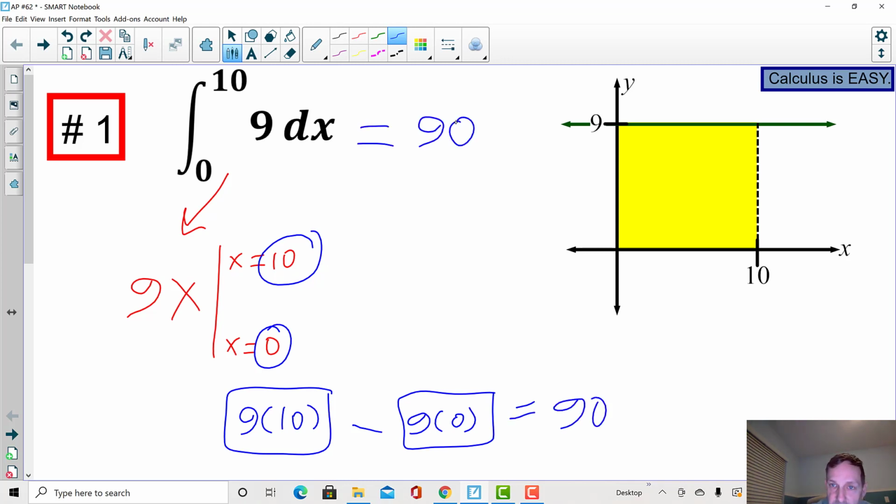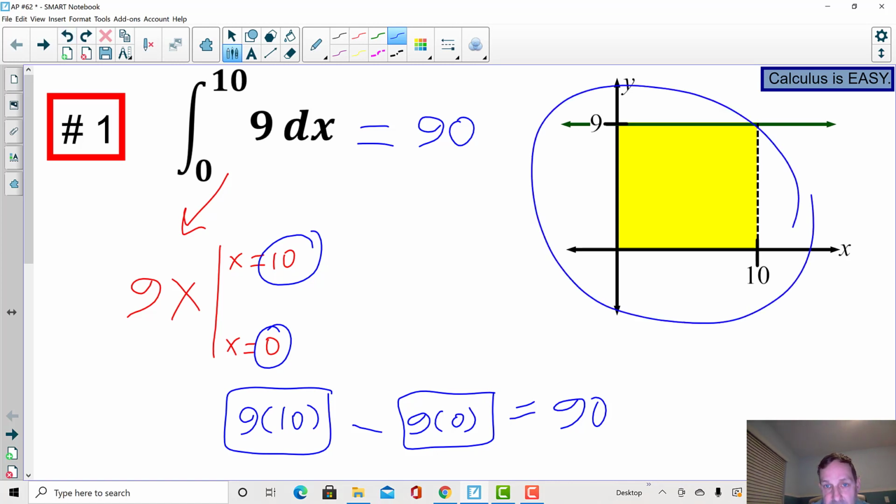And I started with a real easy example. This is just y equals 9. It's a horizontal line, and we're doing the integral from 0 to 10. So it's kind of like the area under the curve. I wanted to start with an example that you didn't need calculus to do. Everybody knows that the area of this rectangle is just going to be 90.